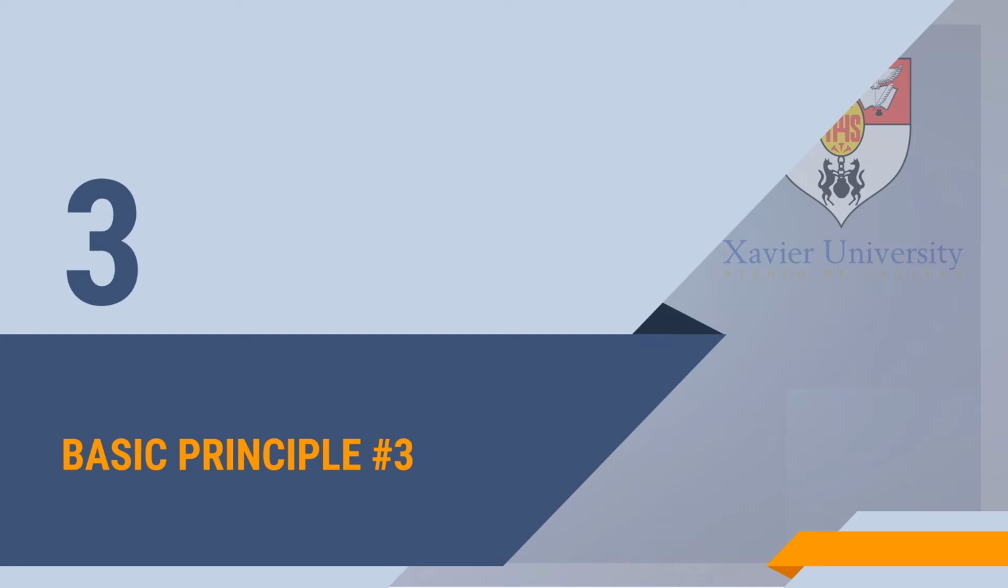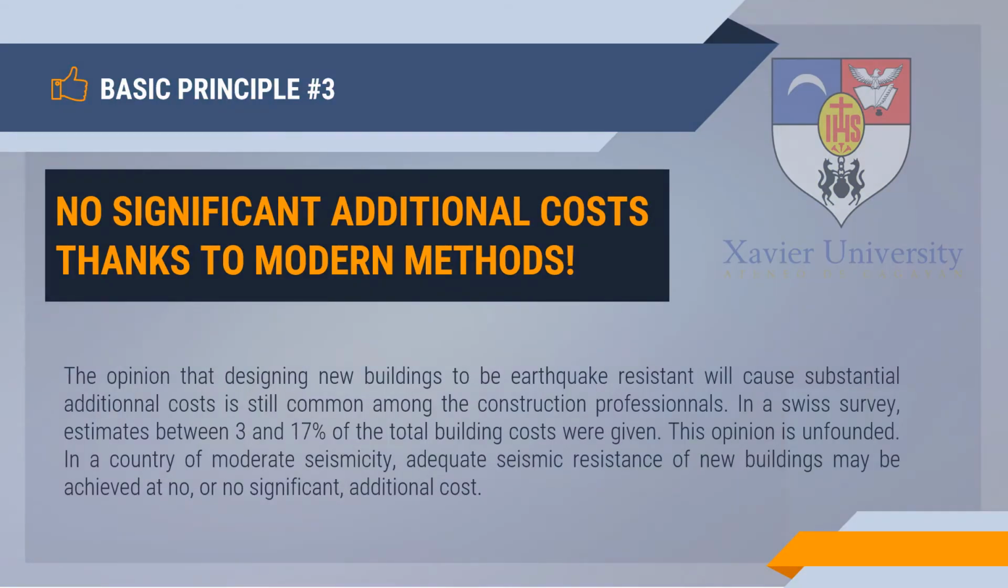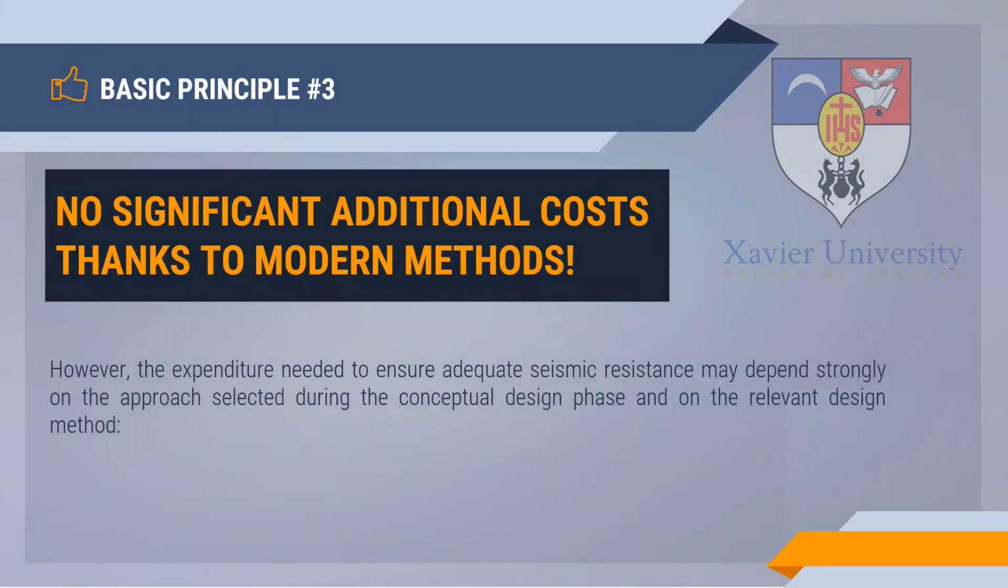So basic principle number 3 says that there are no significant additional costs thanks to modern methods. So the opinion that designing new buildings to be earthquake resistant will cause substantial additional costs is still common among the construction professionals. In a Swiss survey, estimates between 3 and 17% of the total building costs were given. So this opinion is unfounded. In a country of moderate seismicity, adequate seismic resistance of new buildings may be achieved at no significant additional costs.